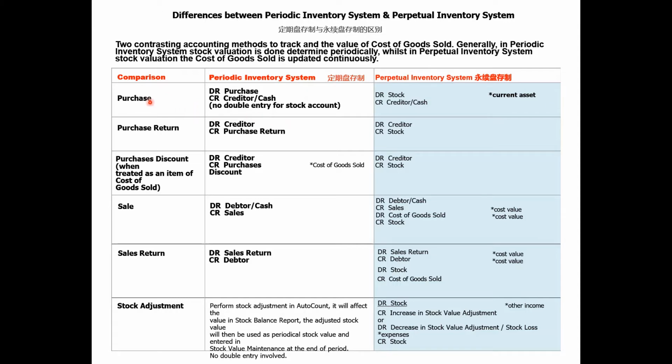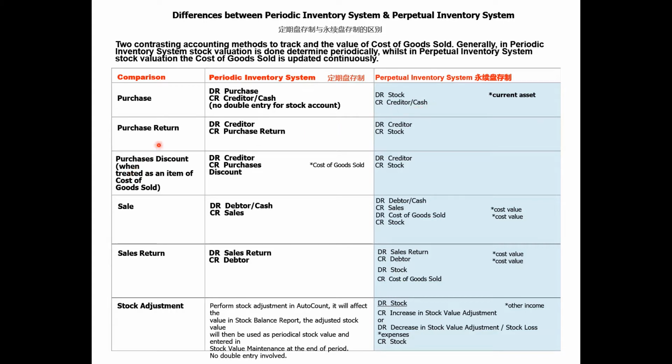So when you do a purchase transaction in the periodic inventory system, it will debit the purchase account and credit the creditor account, all right? Whereas in perpetual inventory system, it will be recorded in the stock account. So this stock will be found in the current asset, which is in the balance sheet, right? And it will credit the creditor account, right?